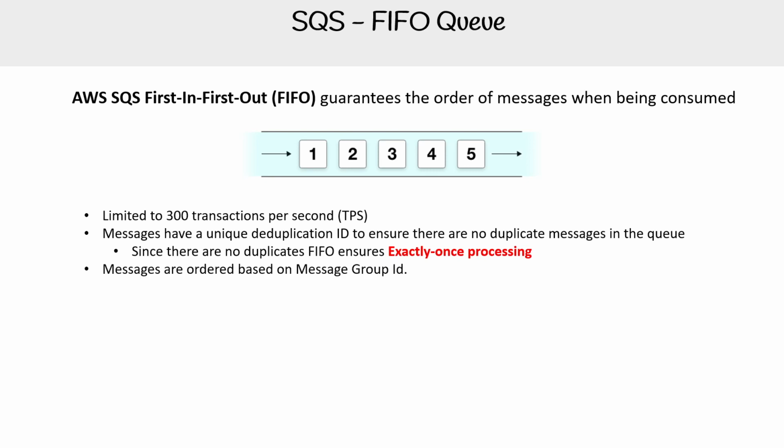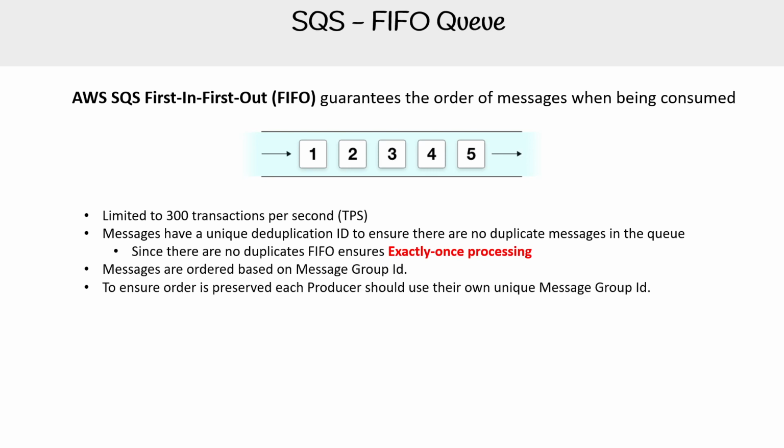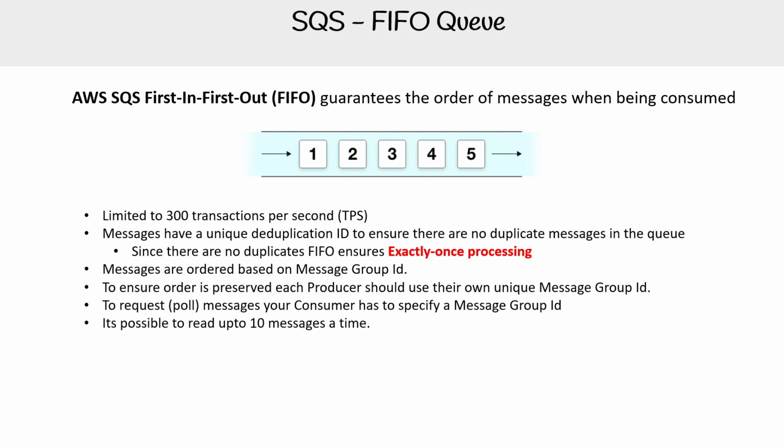Messages are ordered based on the message group ID. To ensure order is preserved, each producer should use their own unique message group ID. To request or pull messages, your consumer has to specify a message group ID. It's possible to read up to 10 messages at a time.